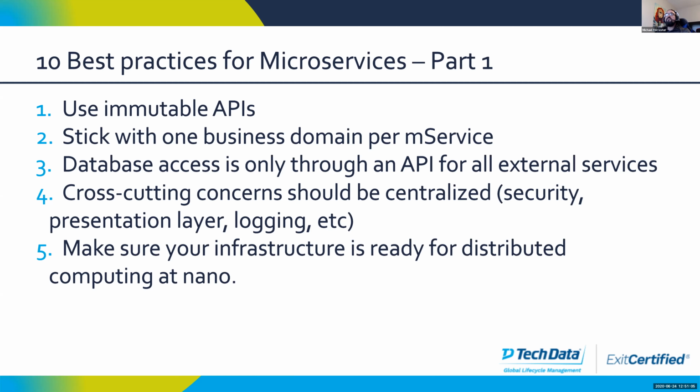Cross-cutting concerns should be centralized. That's the recommendation. So security, presentation layer, logging, caching, session, that should all be centralized. Make sure your infrastructure is ready for distributed computing. If your network is flaky, don't do microservices. That's not going to work for you. Fix that first, and then go to microservices.